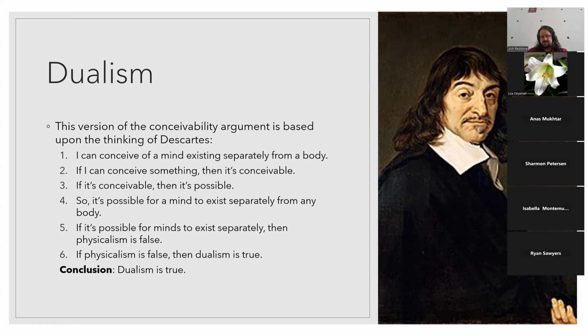Now, it follows, according to the argument, that it is possible, since it is conceivable, for the mind to exist separately from the body. And if that is true, as premise five says, then physicalism must be false. If it's possible for a mind to exist separately from the body, physicalism is false. Finally, if physicalism is false, then dualism is true. Our conclusion is dualism is true. Now, I'm just going to come right out and say it. I don't buy it. But you might.